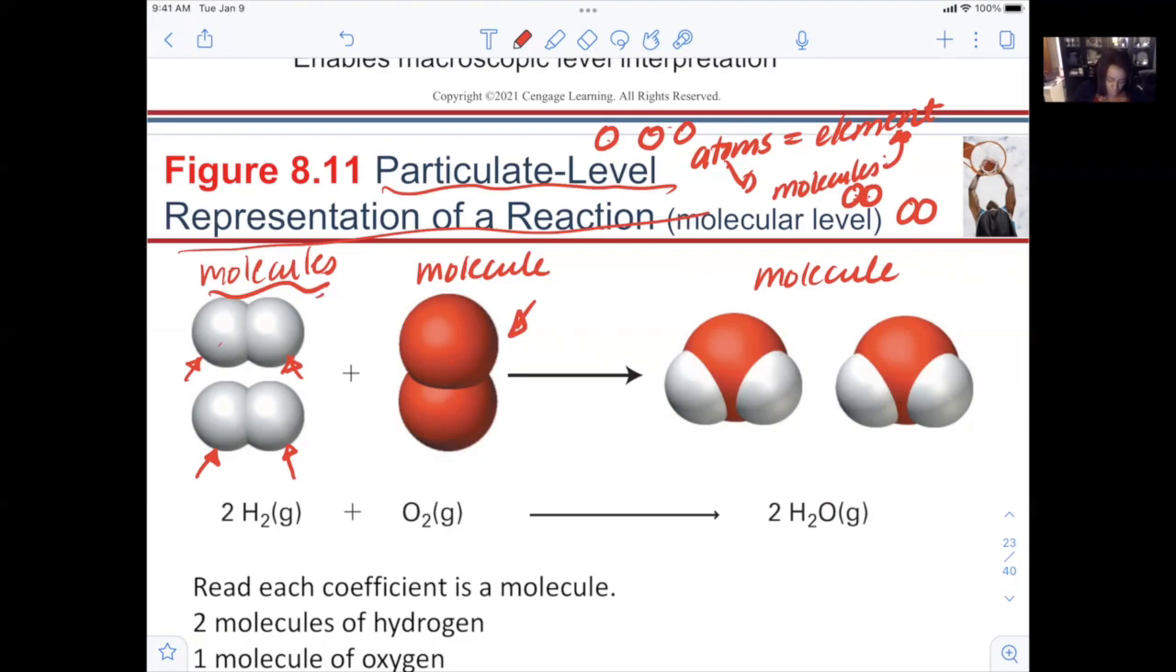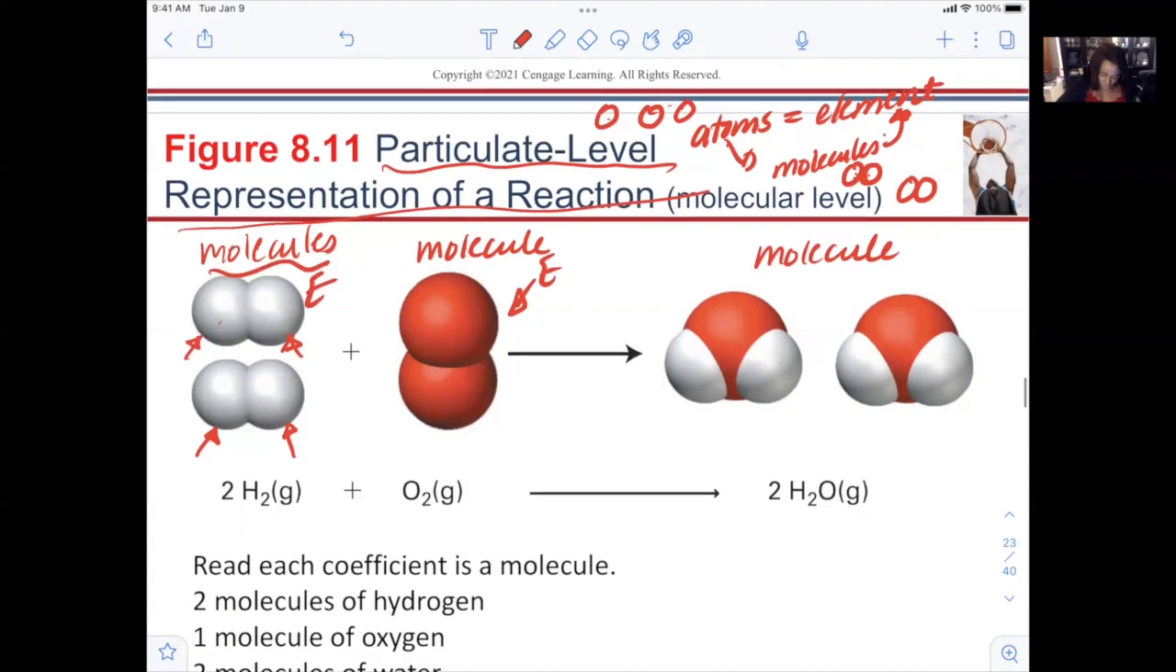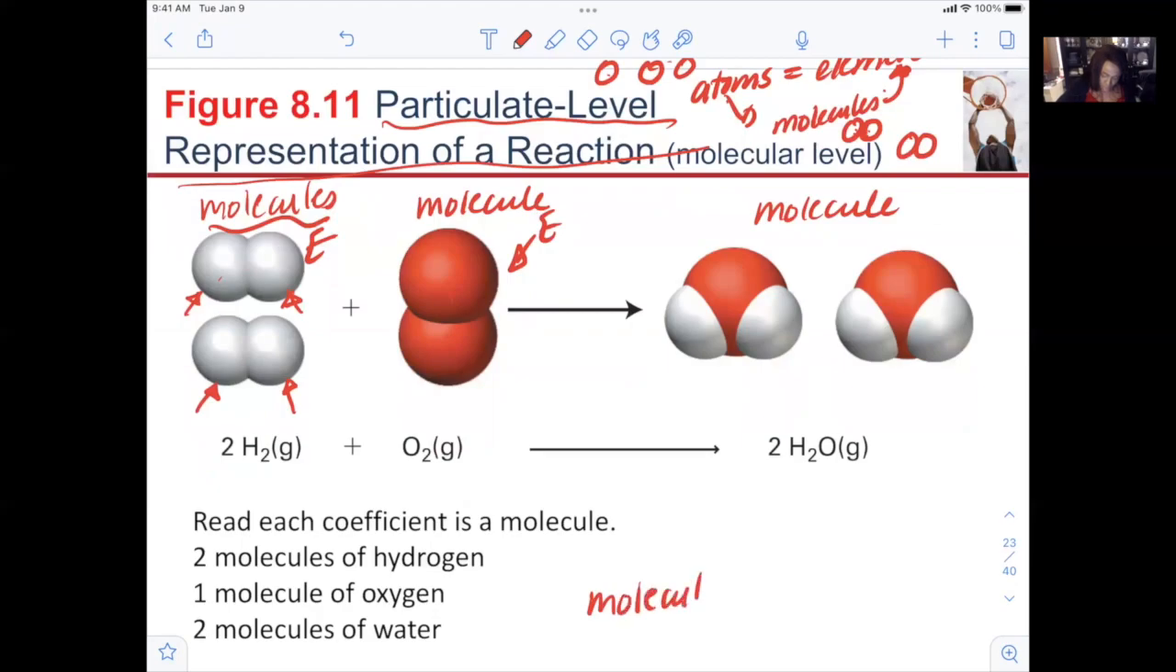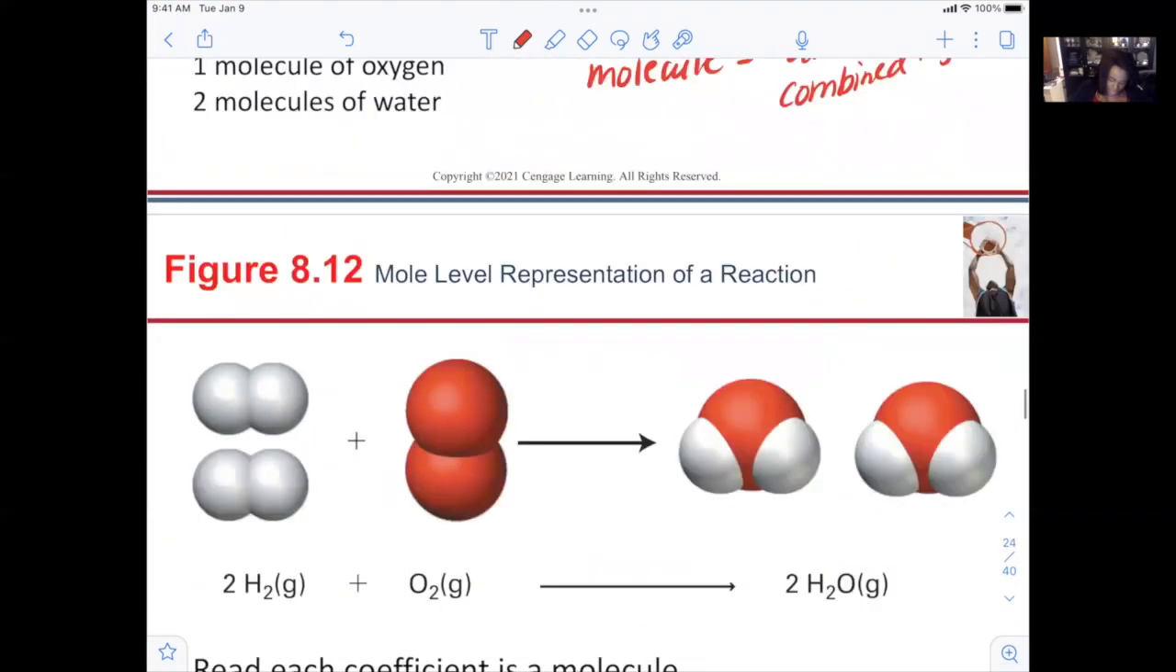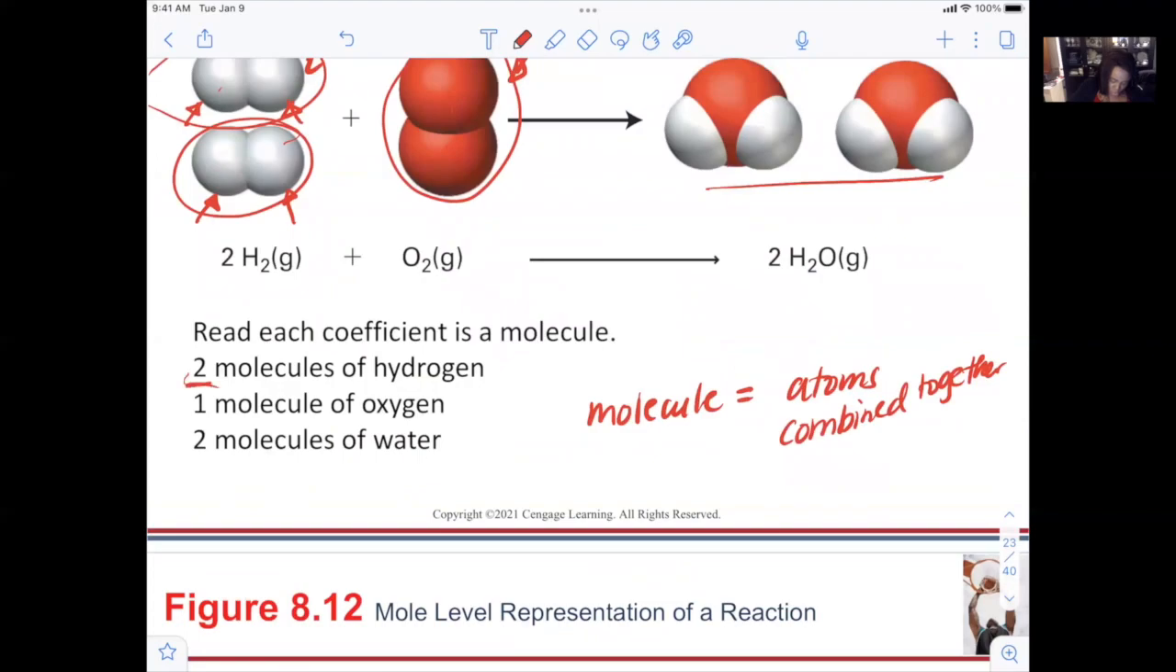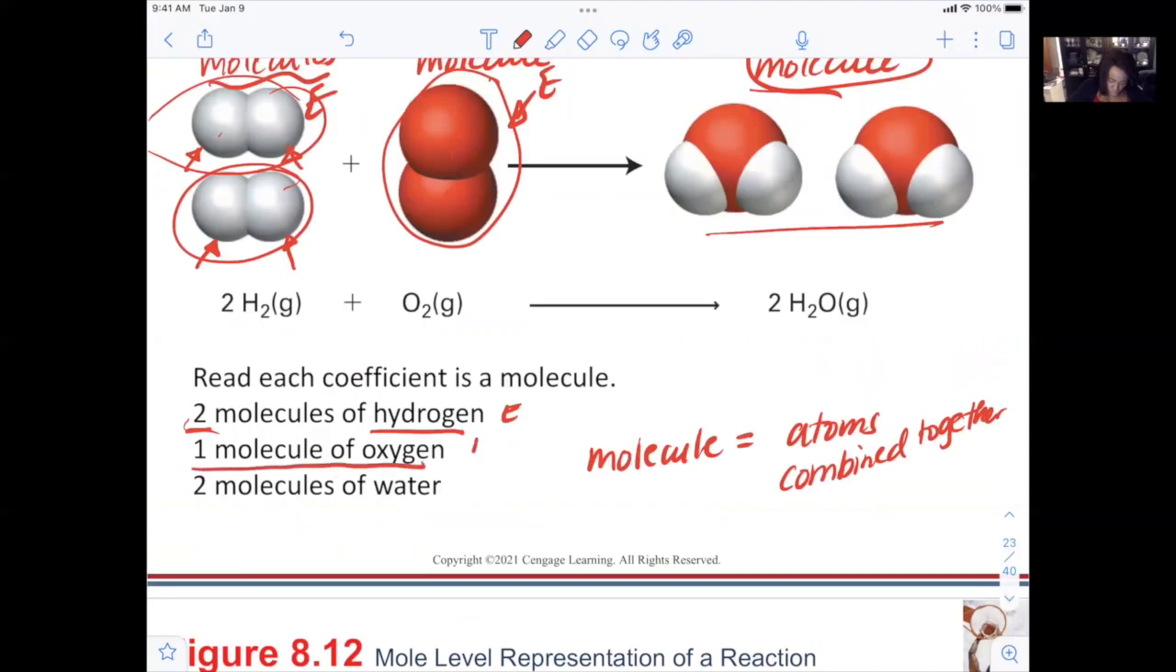The ones on the left are molecules of elements. And then on the right, we still have molecule, because molecule just represents any type of atoms, whether similar or different, combined together, right? Molecule just means atoms combined together. So just in case you're wondering, molecule equals atoms combined together. So once again, the descriptor here is 2 molecules of hydrogen. Remember, this is an element. Combining with 1 molecule of oxygen, also an element right here, to form 2 molecules of water, a compound.